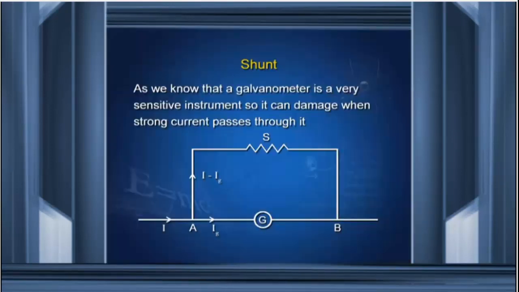Shunt. As we know, a galvanometer is a very sensitive instrument, so it can be damaged when a strong current passes through it.